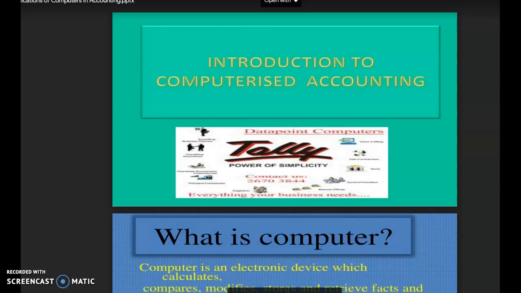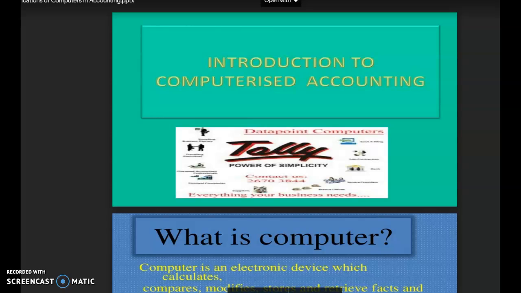Dear students, today we will start the last lesson of your syllabus that is associated with computerized accounting. As you see here, the title of the lesson is Introduction to Computerized Accounting. Dear students, you all know nowadays is the time of digital accounting, and with reference to digital accounting, the basis is computerized accounting.